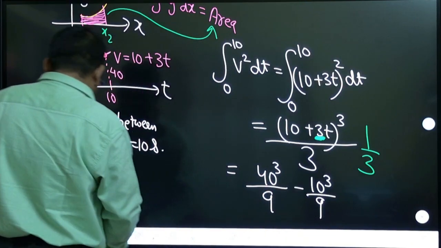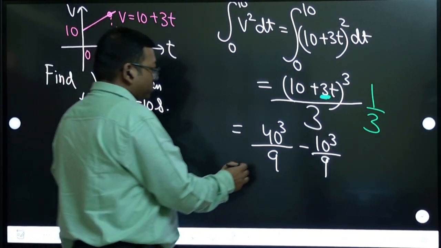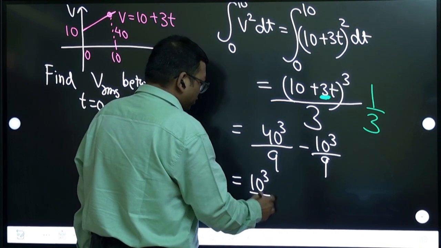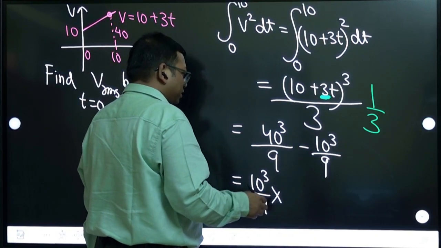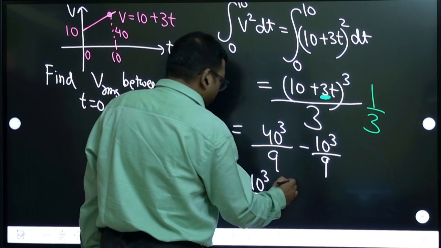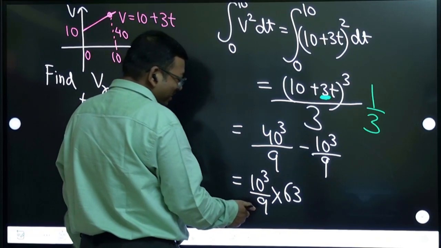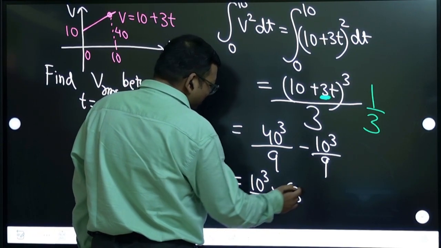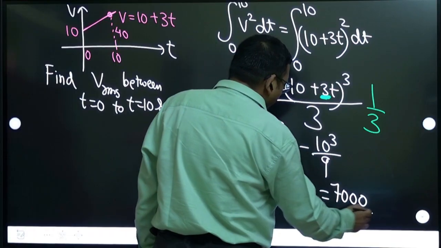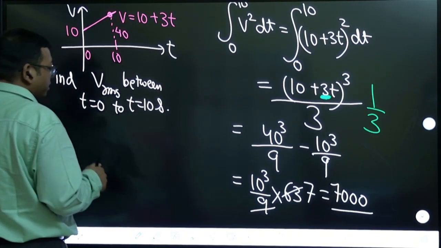Now tell me how much it will be. Solve it now. 10 cube by 3 I will take common, it will be easy to do this calculation. Then it is 4 cube minus 1. 4 cube means 4, 4 is 16, into 4, 64. 64 minus 1, 63. Oh, this is becoming a good problem. It is getting cancelled, right? 9, 7 times. It has become 7,000. Good problem it is. So you have calculated the area of v square.